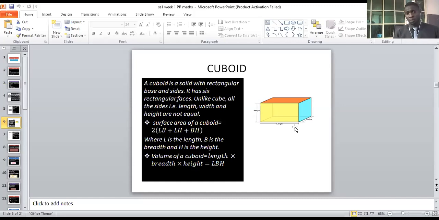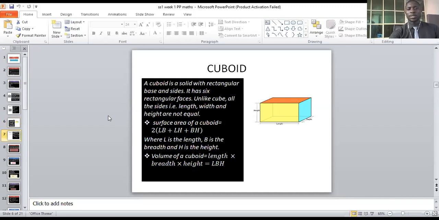So how do you calculate the volume of a cuboid? Unlike the cube, where you have length times length times length, whereby they have equal dimensions, in the cuboid they are different. So we have length times breadth times height. This is it: length times breadth times height.